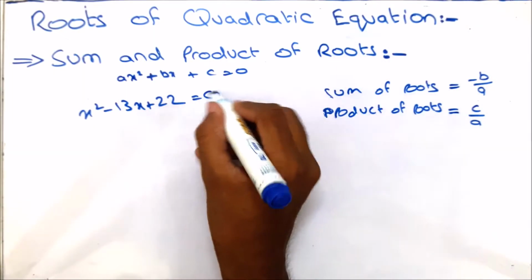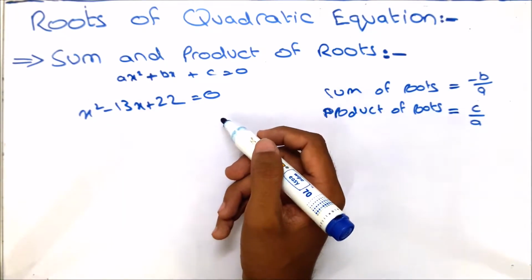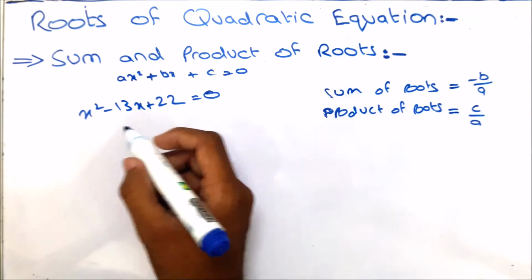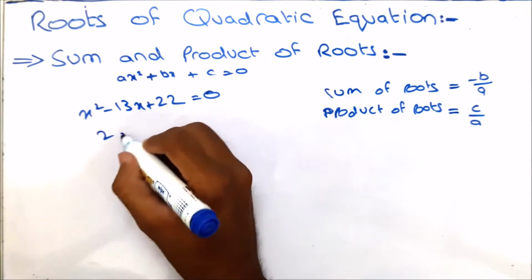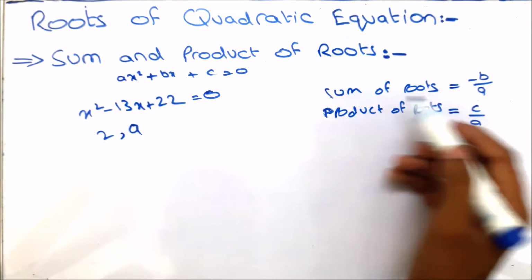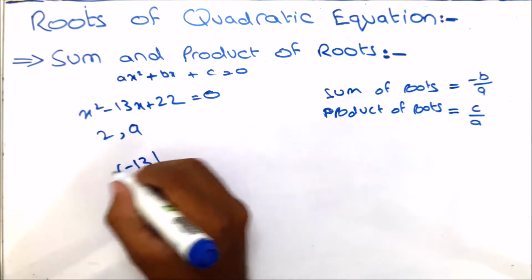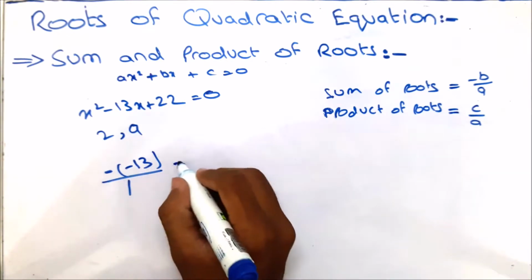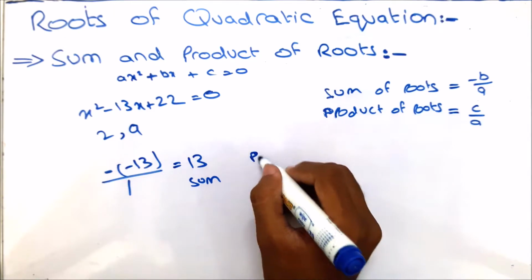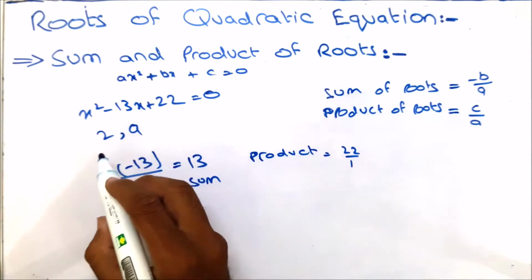Okay, now here we have x squared minus 13x plus 22 equals 0. When we find the sum and product of roots, I'll just tell you the roots. It has roots 2 and 9. These two are its roots. You can check it by solving. I'll just use the sum of roots and product of roots formula on it. Minus 13, that's our b, and it is minus b divided by a. A is 1. We get a positive 13 as the sum, and our product is c over a, 22 divided by 1.